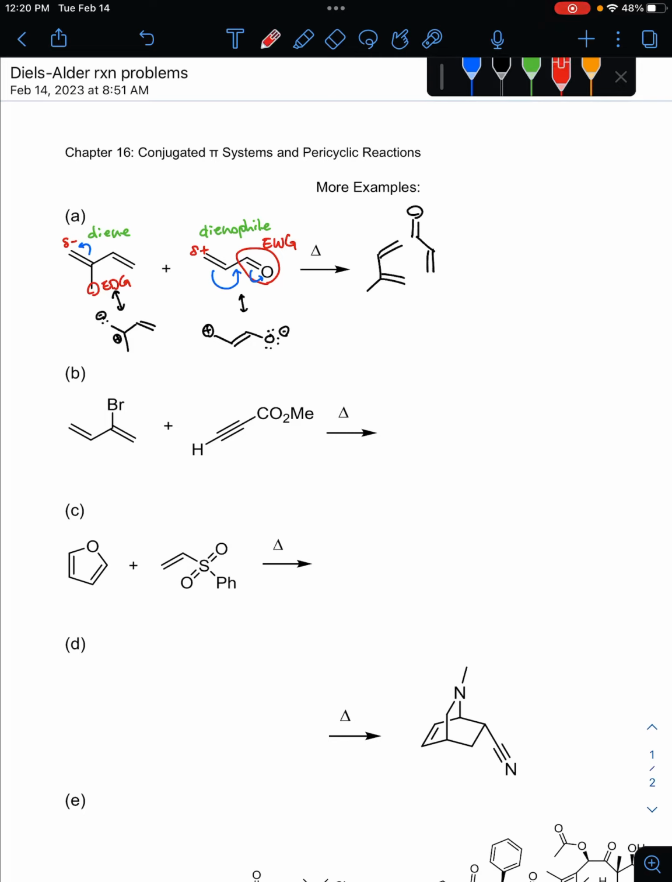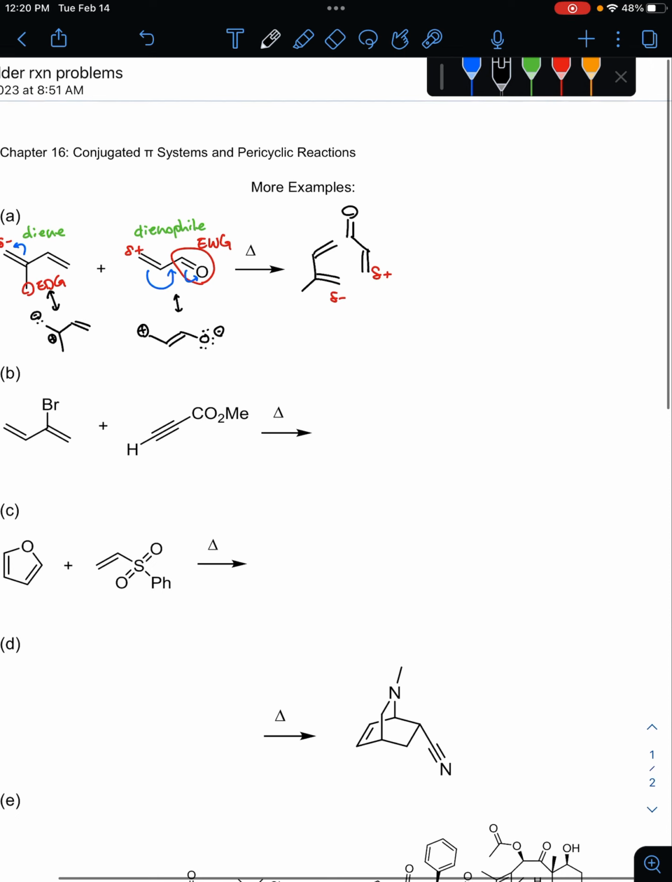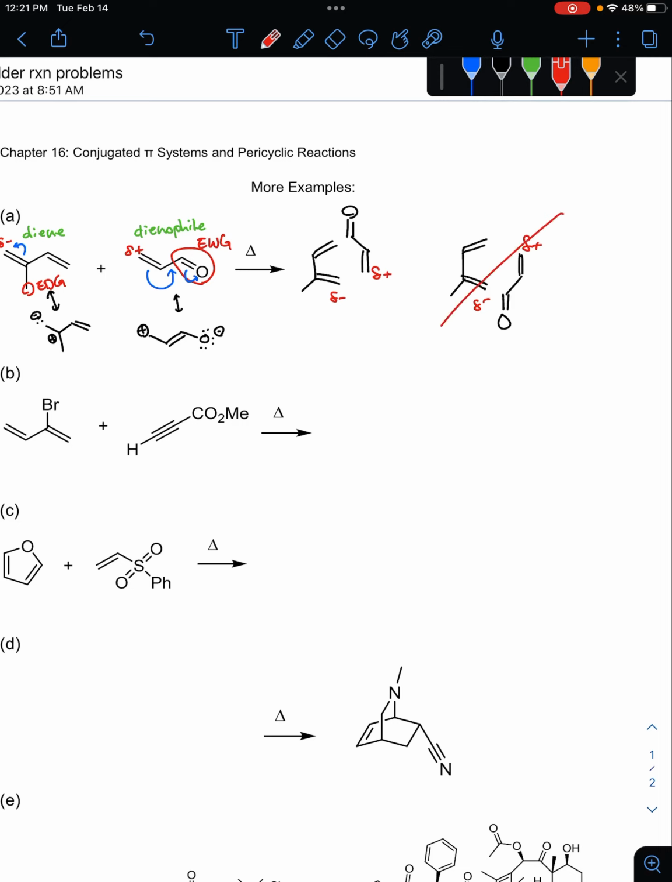Like this, right? As opposed to what you don't want to do, which is this, because the partial charges do not match up. Okay, so this is wrong.